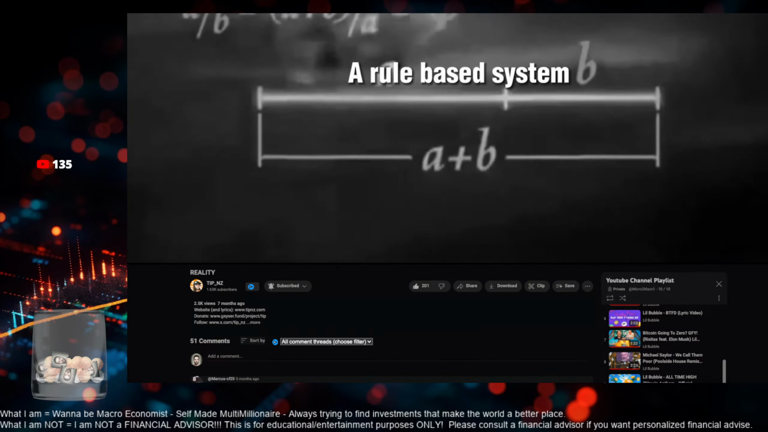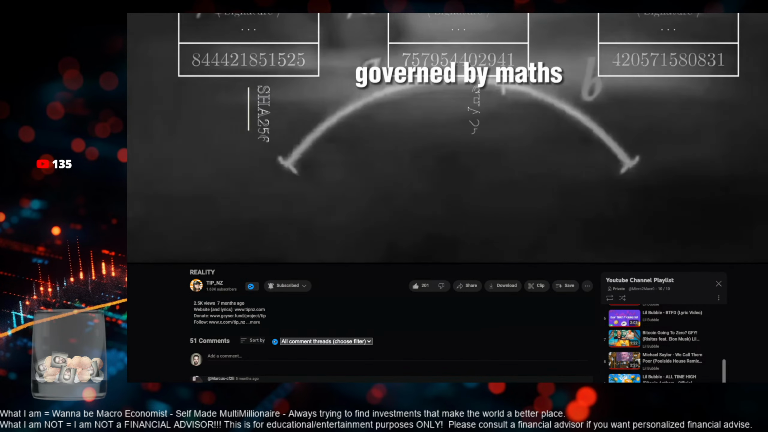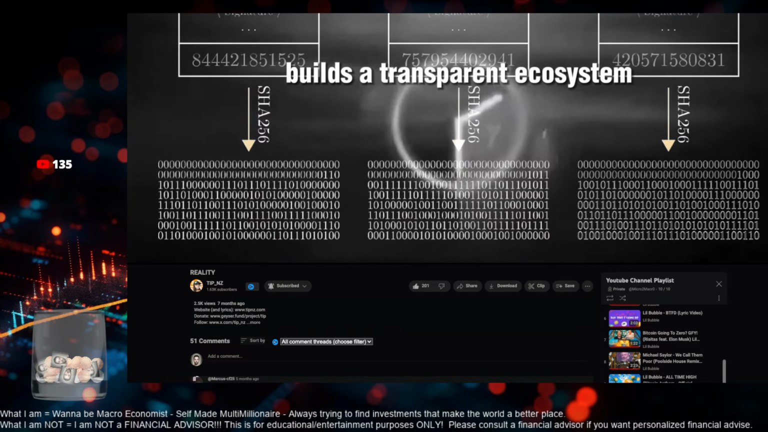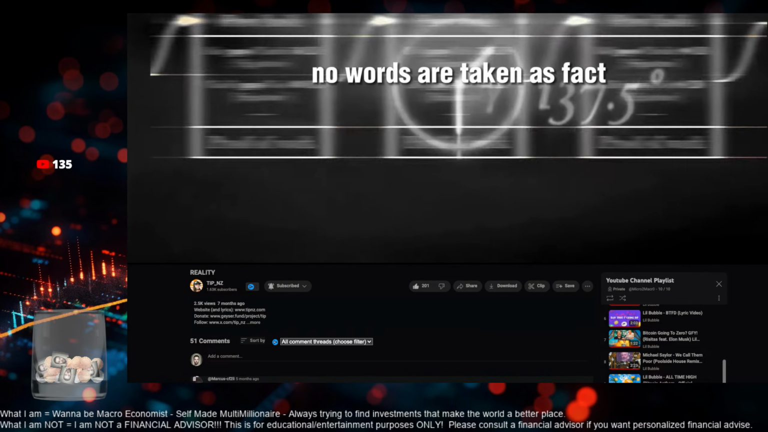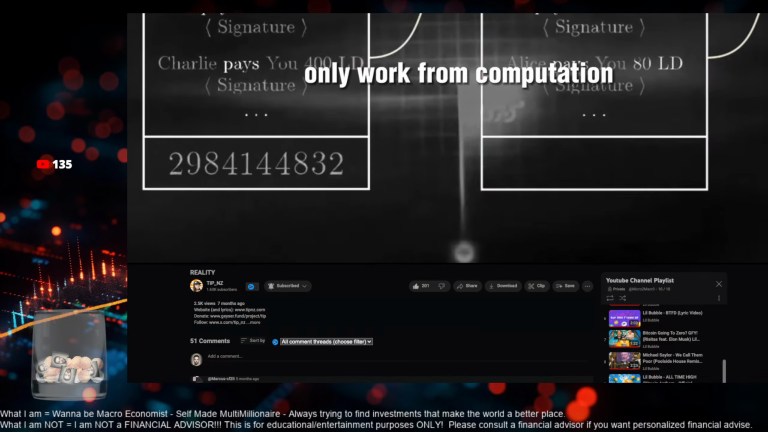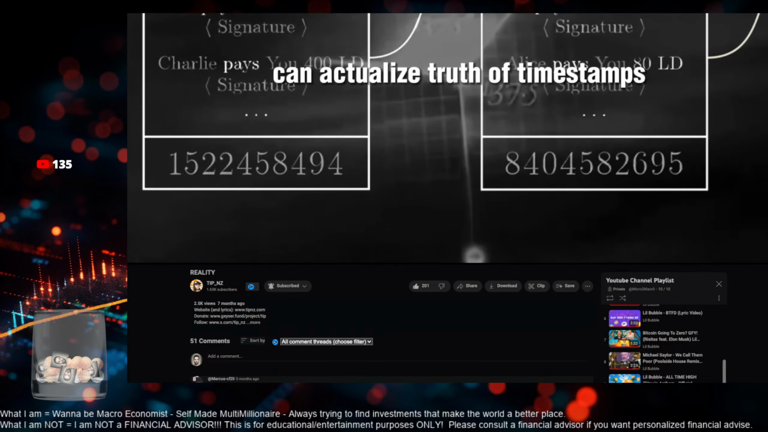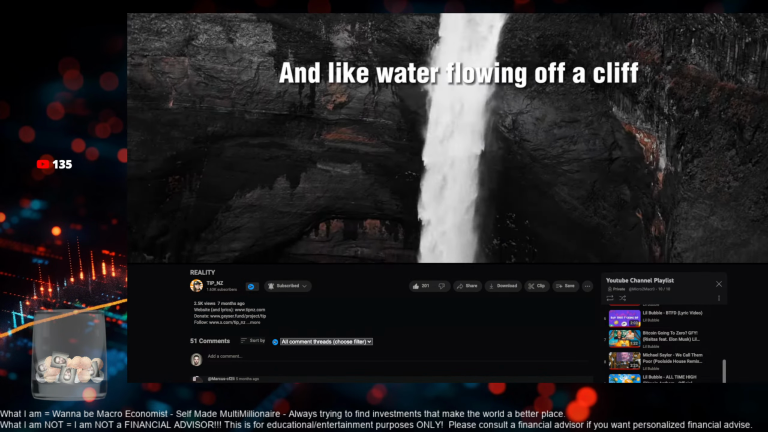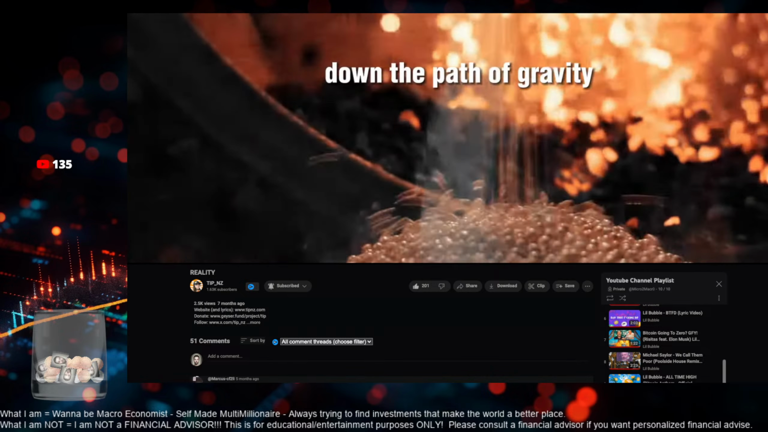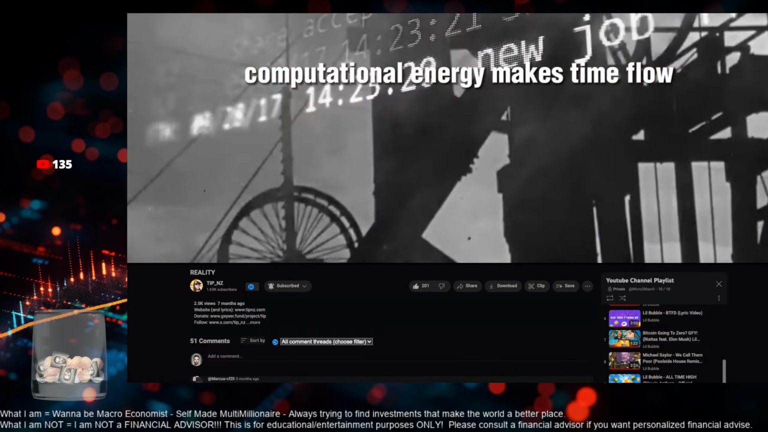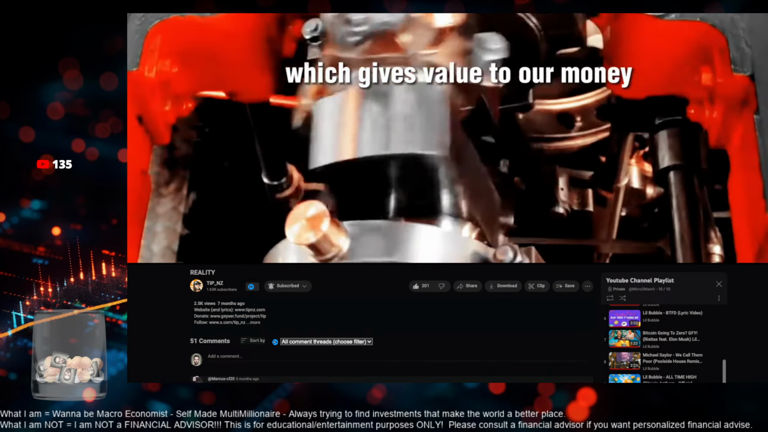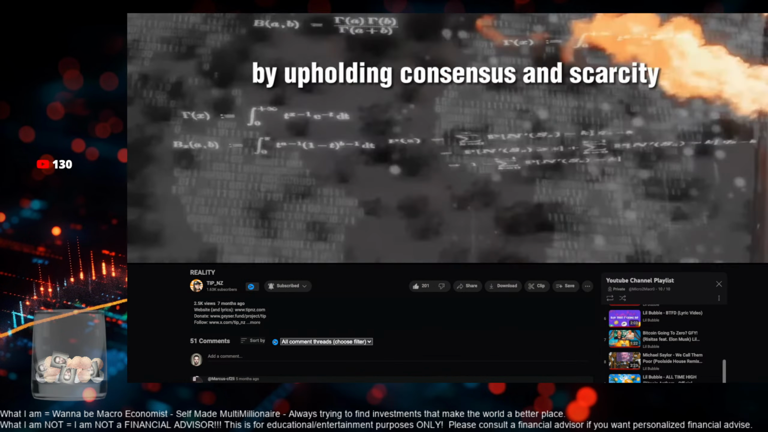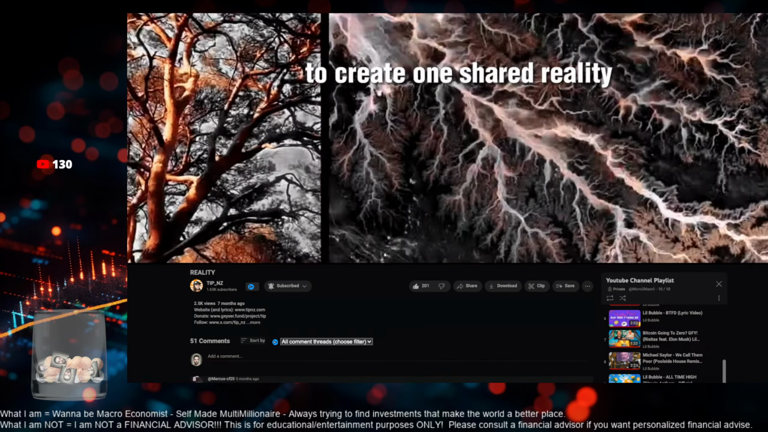A rule-based system governed by maths builds a transparent ecosystem that can self-error correct. With no one in charge, no words are taken as fact. Only work from computation can actualize the truth of timestamps, and like water flowing off a cliff down the path of gravity, computational energy makes time flow one way only. It is this irreversibility which gives value to our money by upholding consensus and scarcity to create one shared reality.